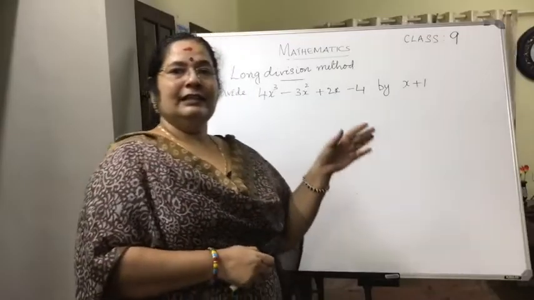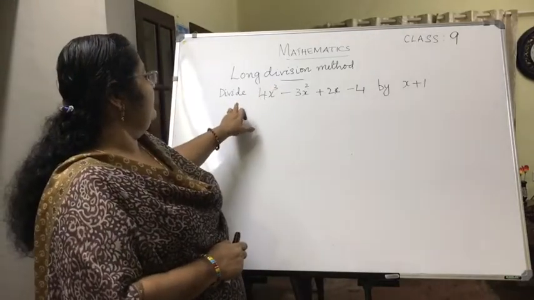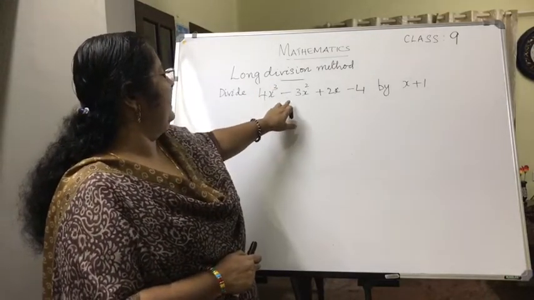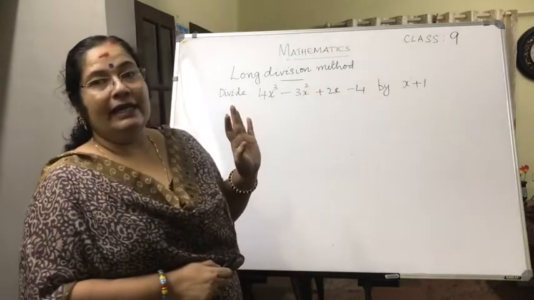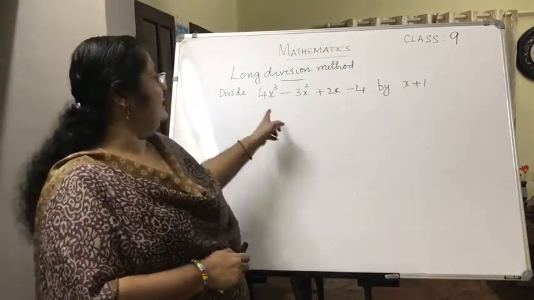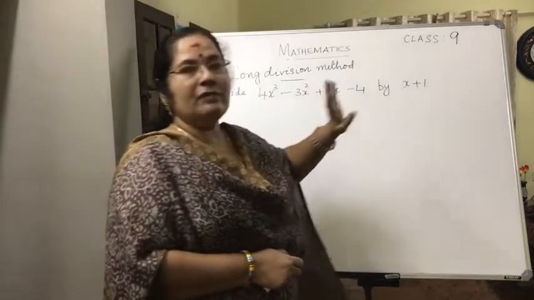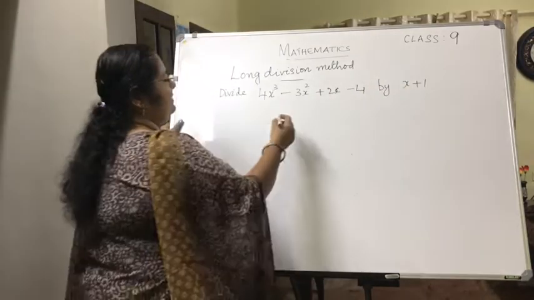Now we have got another question. The question is: divide 4x cube minus 3x square plus 2x minus 4 by x minus 1. What is the dividend? This is the dividend. x plus 1 is the divisor. So let us write that.